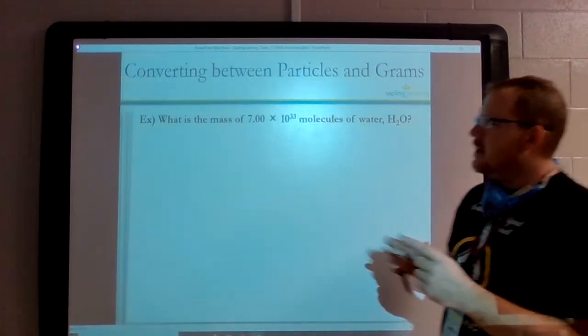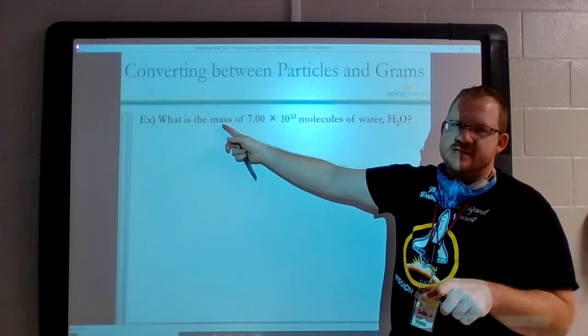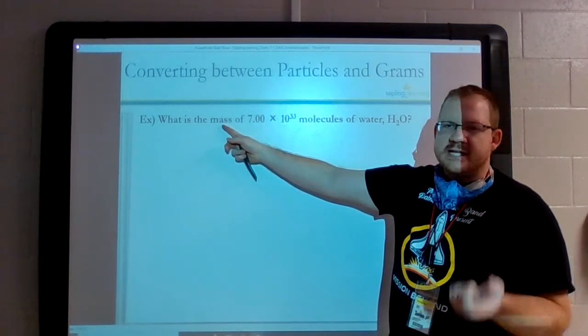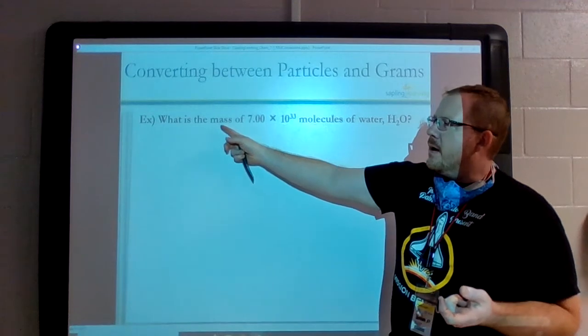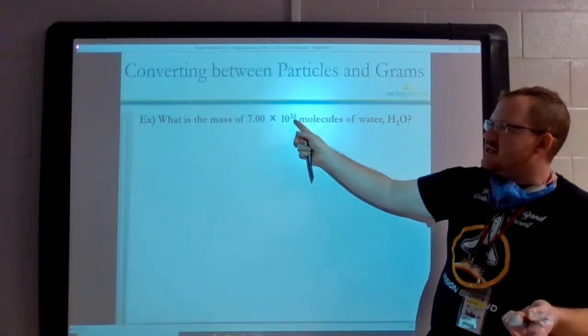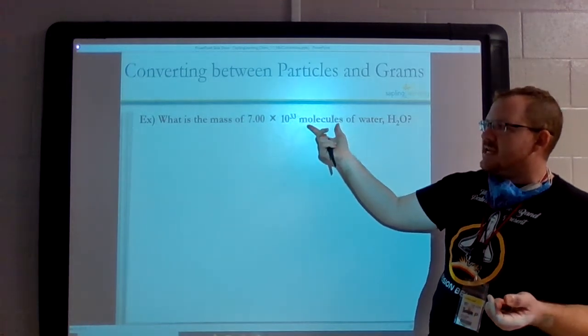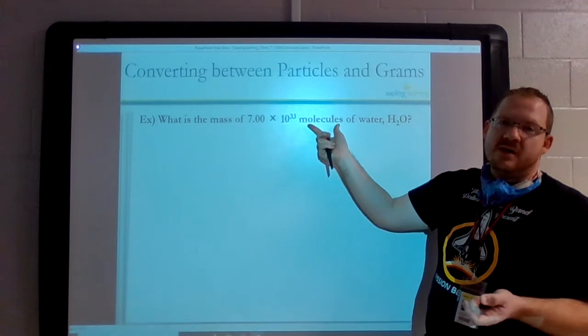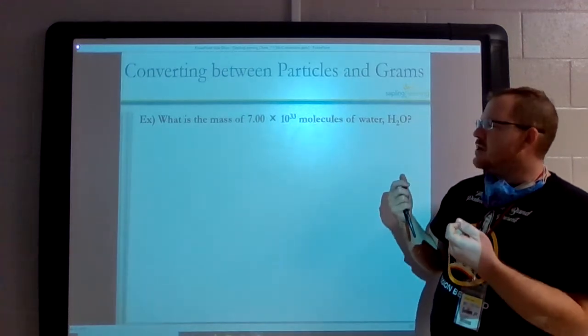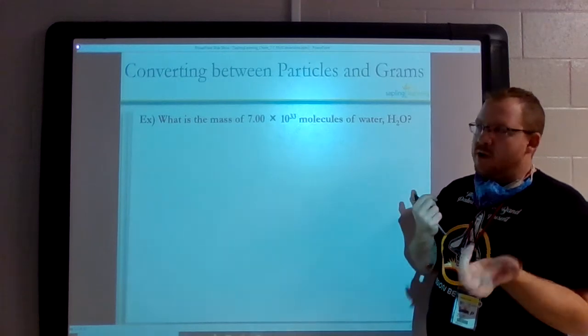So their example here, what is the mass? That's the thing they're asking me for. They want weight. It's probably going to be in grams. What is the mass in grams of 7.00 times 10 to the 33rd power of molecules? So what am I counting at the very beginning? I'm counting molecules. They're telling me how many molecules are in a certain amount of water. And at the end, I'm going to know how much that water weighs.